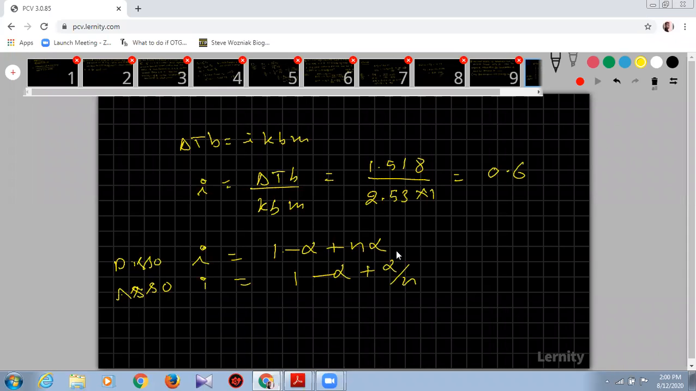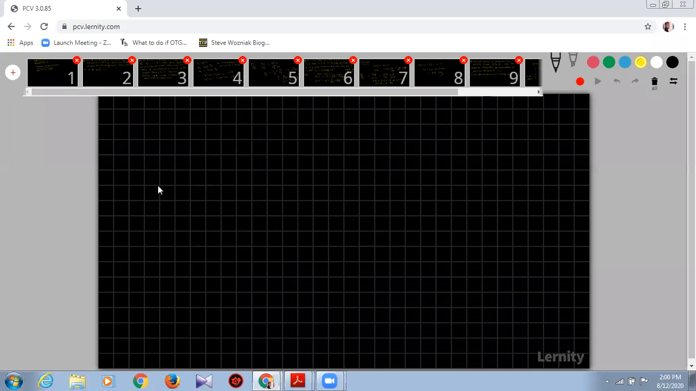Here, the carboxylic acid is getting associated. That's why I'll go for this formula. When it comes to the i factor, you're supposed to go for these only. No other formula you need to go for. So in this case, i is equal to 0.6. Then 1 minus alpha plus alpha by n, and since it forms a dimer, n is 2 here.